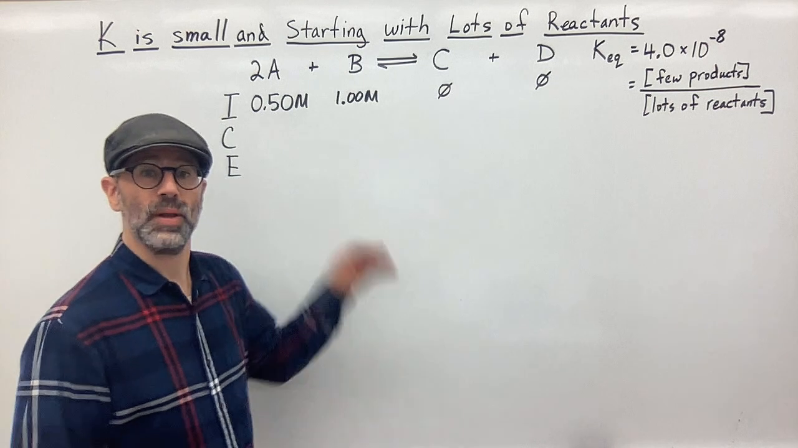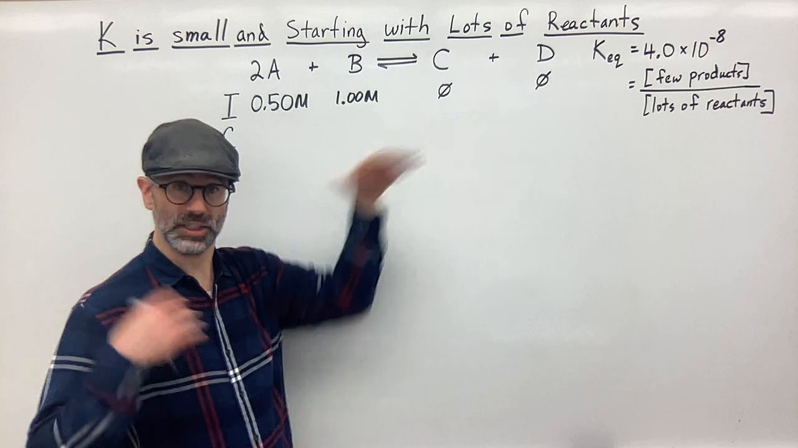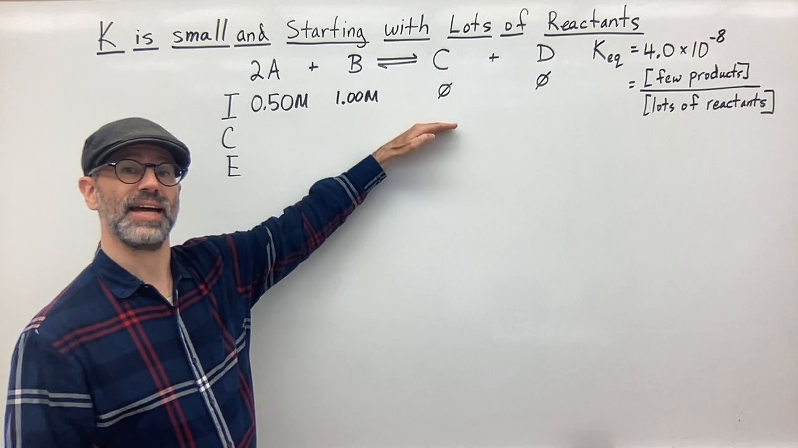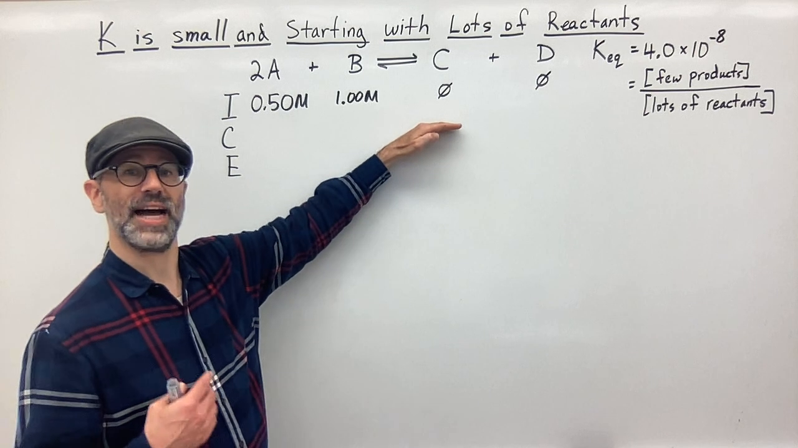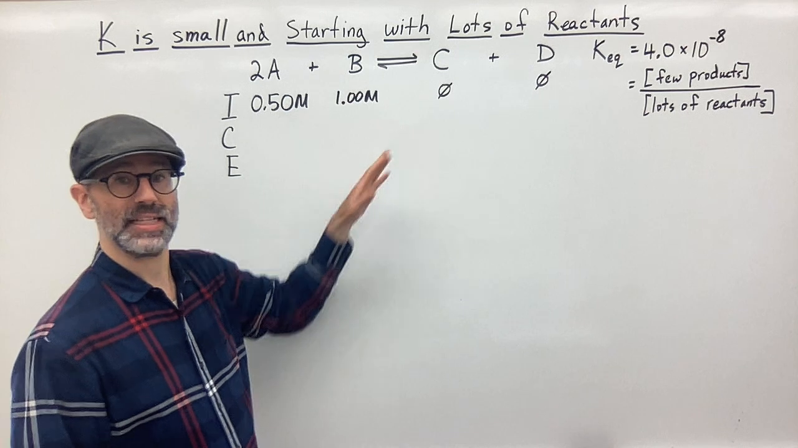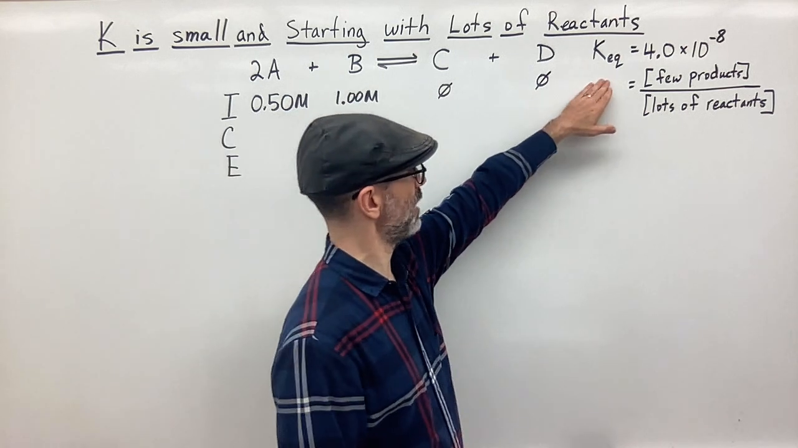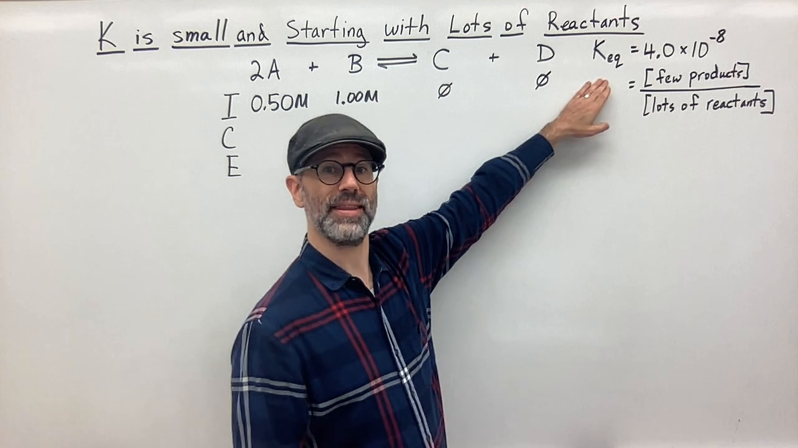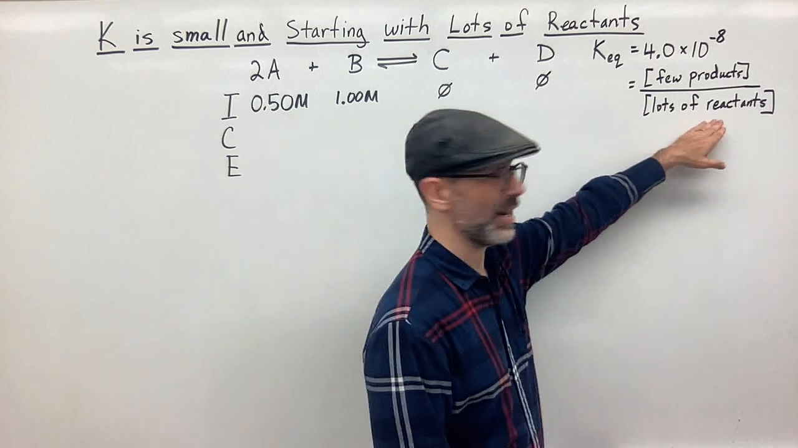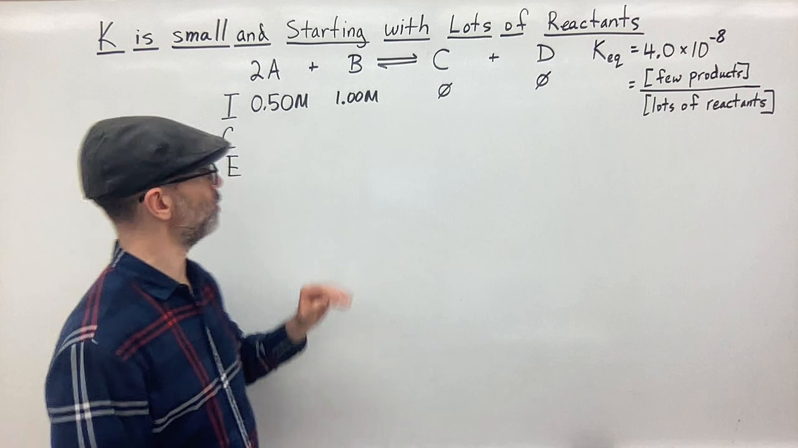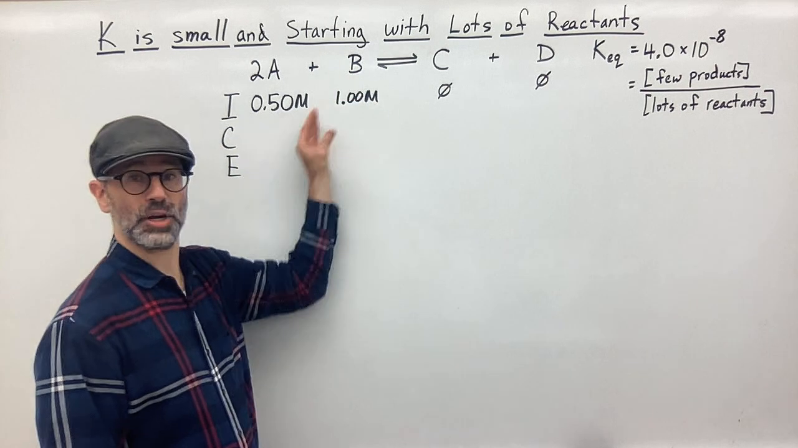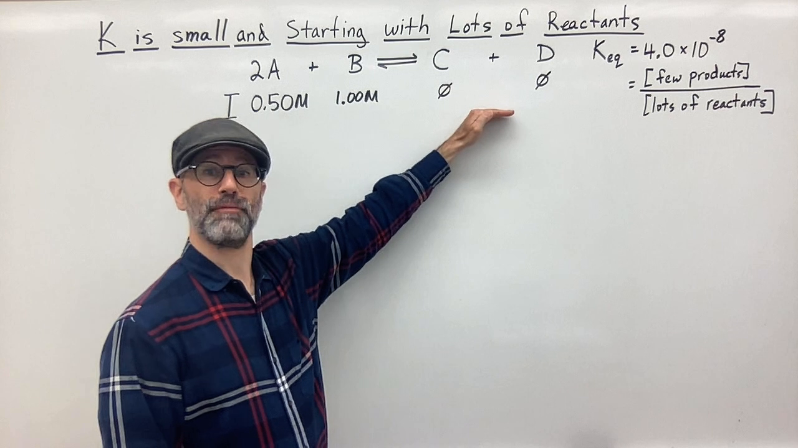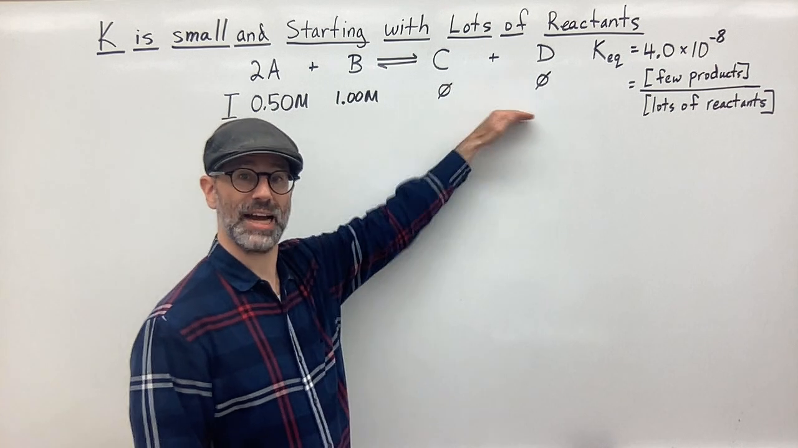Okay. So is it shifting towards the side that is favored or towards the side that is not favored? Since I know from the K value, the KEQ value here, it's really small, I know the side that is favored is the reactant side. I have a lot of reactants at equilibrium. So this side is very much favored. So I know it's shifting away from the favored side. It's going towards the non-favored side.